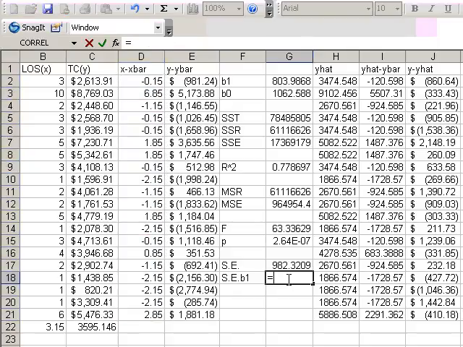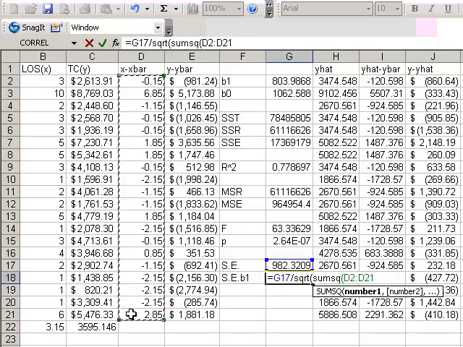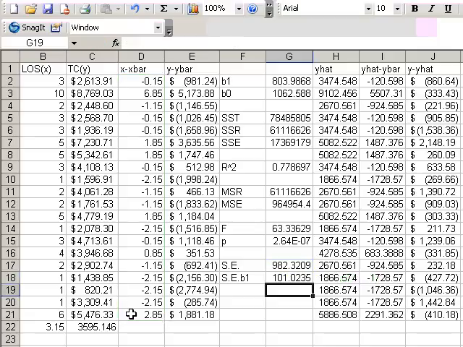So here we will say that this is equal to the standard error divided by the square root of the sum of squares of x minus x bar, and the result is 101.0235.